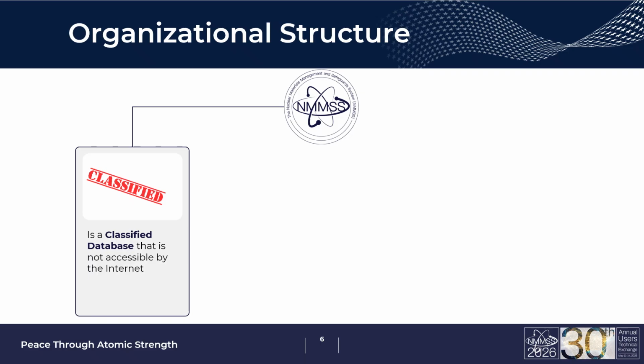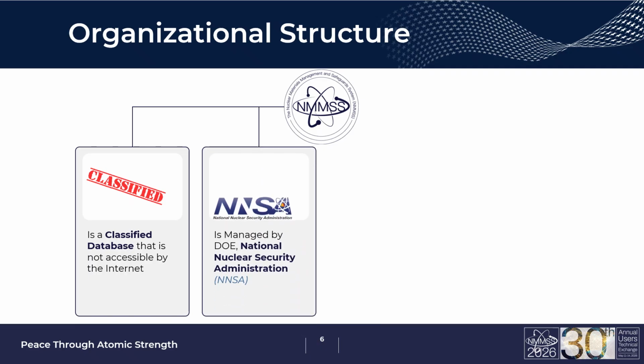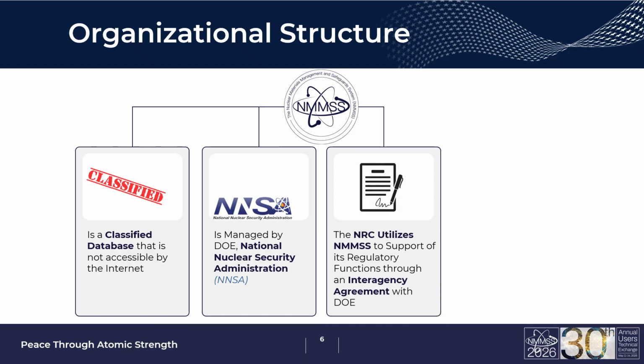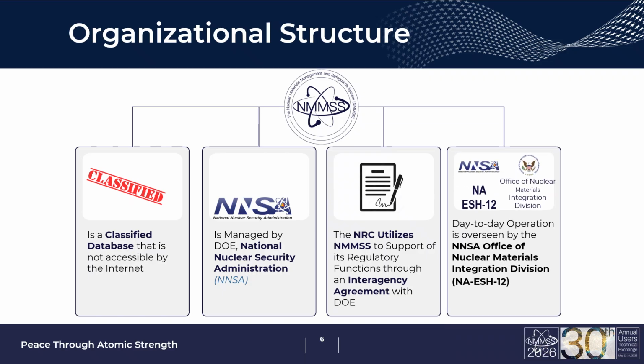The organizational structure of NMMS requires that the NMMS database is classified and not accessible by the Internet. NMMS is managed by the Department of Energy's National Nuclear Security Administration, NNSA. NMMS is co-sponsored by the Nuclear Regulatory Commission's Materials Control and Accounting Branch, Office of Nuclear Material Safety and Safeguards. NRC utilizes NMMS to support its regulatory functions through this interagency agreement with DOE. Day-to-day operation of NMMS is overseen by the NNSA Office of Nuclear Material Integration Division, NA-ESH 12.